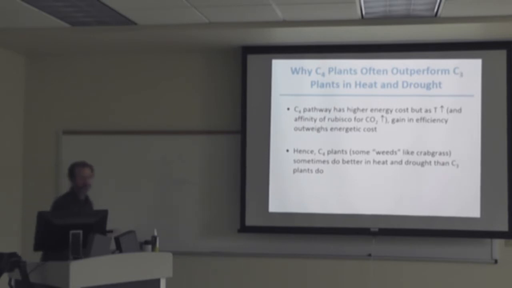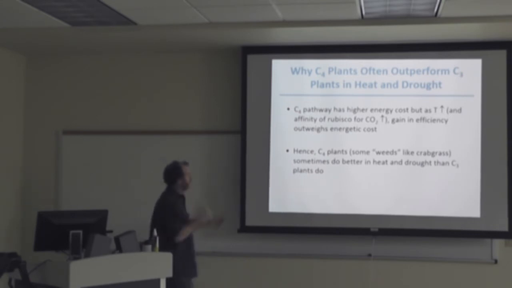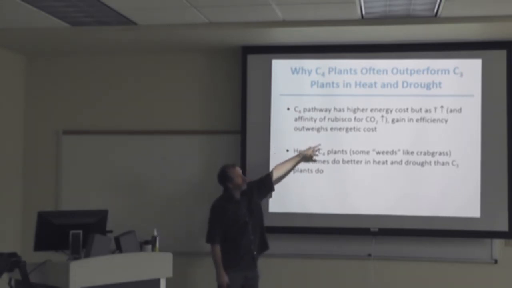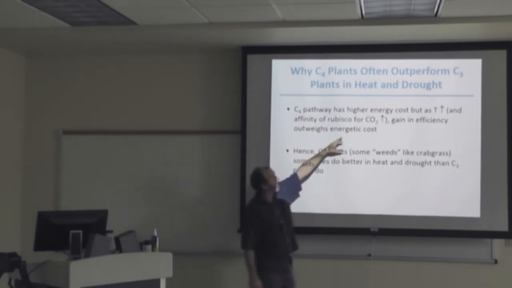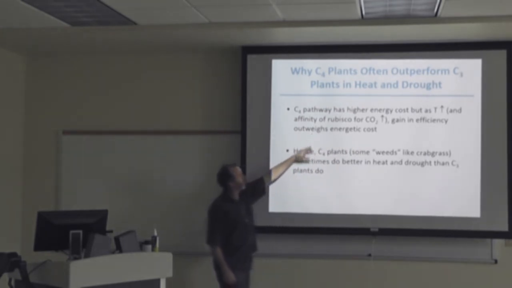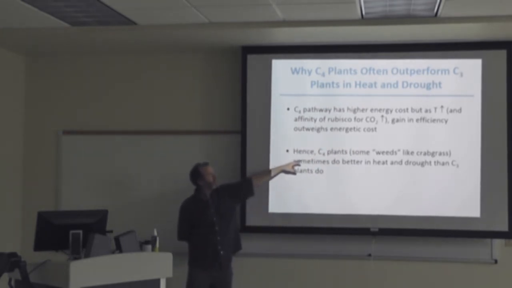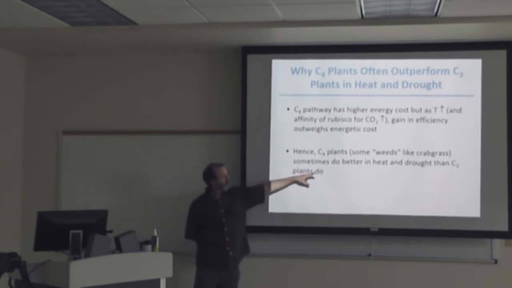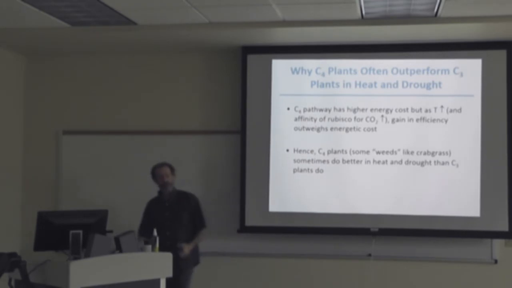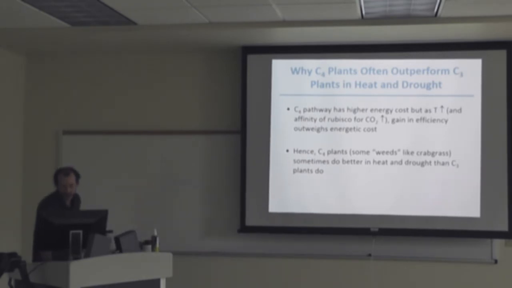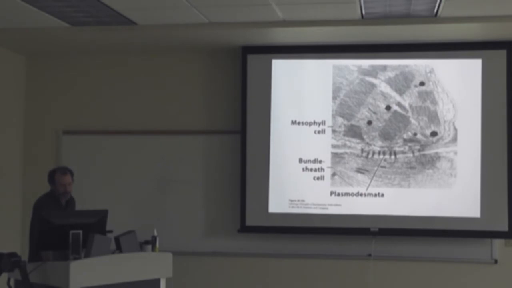So the C4 plants often outperform C3 plants where you have heat and drought. The C4 pathway has higher energy costs, but with increased temperature and the affinity of Rubisco for carbon dioxide, the gain in efficiency outweighs that energetic cost. Hence the C4 plants, some are weeds, sometimes do better in heat and drought than the C3 plants do, because they have that payoff overall. And this shows you the different parts where you get carbon assimilation, the mesophyll cell and the bundle sheath cell.